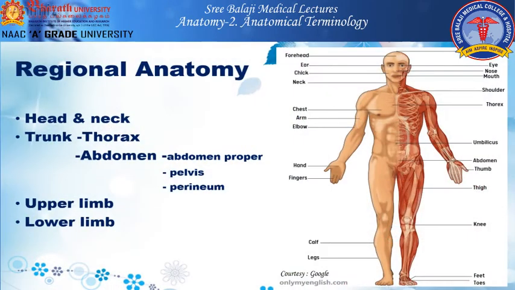As I told, there is regional anatomy, which includes head and neck, trunk, which includes thorax and abdomen. The abdomen we can divide into abdomen proper, pelvis and perineum, and of course we have the upper limb and lower limb.